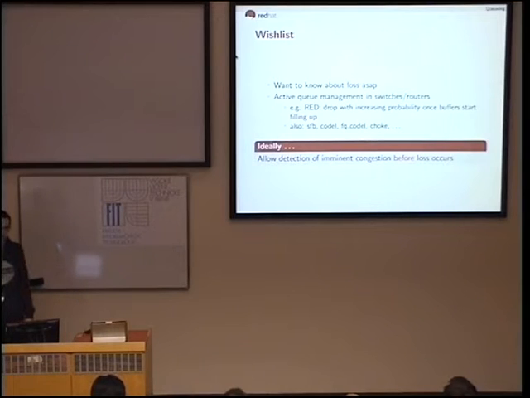So our wish list for the network would be: we want to know about the loss as soon as possible, and we want the network to be smarter about how it manages the buffers. What you can do is, once the buffer starts to fill but you still have plenty of room left, you just randomly discard packets. This seems very strange, but when you think about it, only one flow, namely the affected one, will start to throttle down, and the others will not. So you will not have this problem that all of them back off at the same time.